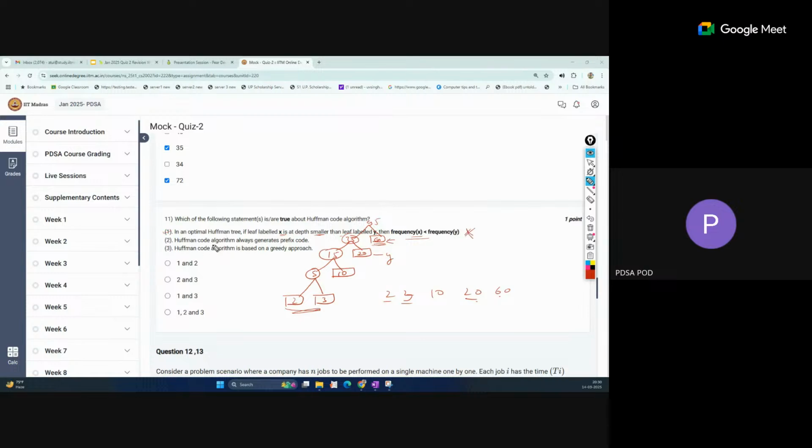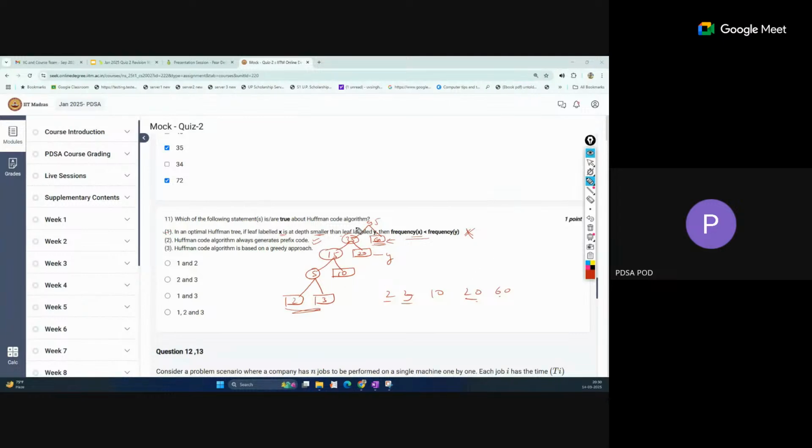Huffman algorithm always generates prefix code. Yeah, this is the property of Huffman codes. If you are generating Huffman codes, each code will be a prefix code. Each code cannot be the prefix of another code. This is the meaning of this actually.